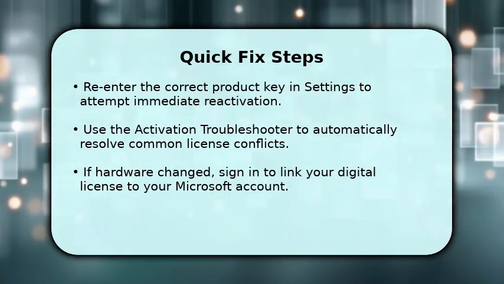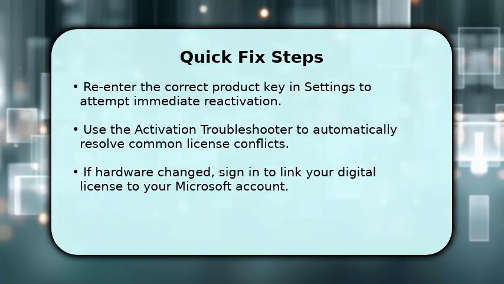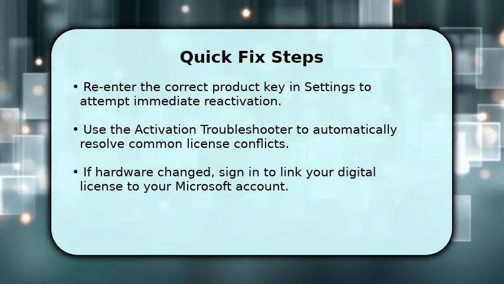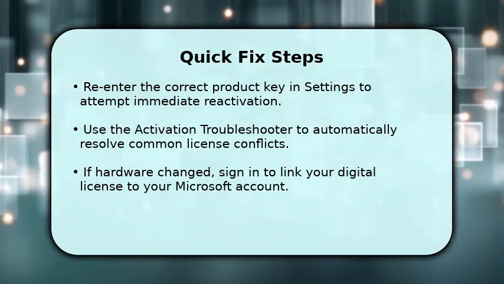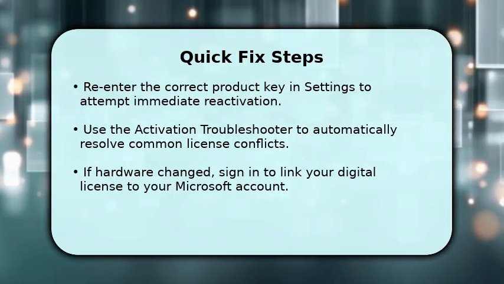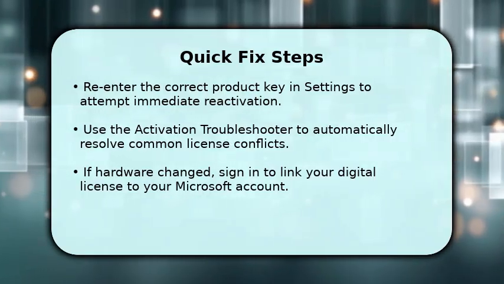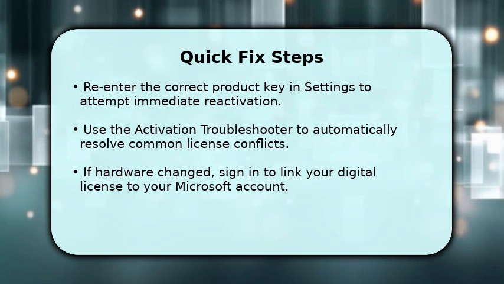Use the activation troubleshooter to automatically resolve common license conflicts and follow on-screen prompts. If you previously linked a digital license, sign in to link your digital license to your Microsoft account now. For command line rechecks, open command prompt as admin and run slmgr /ato to attempt online activation.